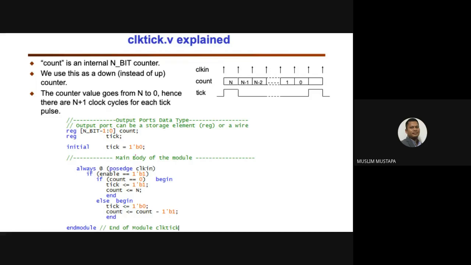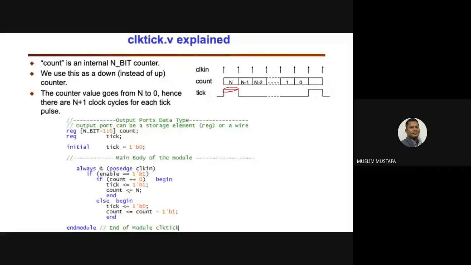Now the count value is equal to 0. First positive edge here, then clock positive edge, and then enable is equal to 1. Then check count is equal to 0. In the beginning case, count is equal to 0, so whenever count is equal to 0, then set the tick output as 1. So tick output is equal to 1 here. And then count is equal to n.